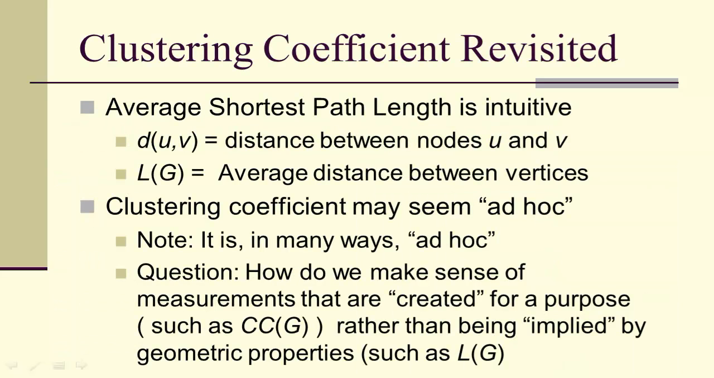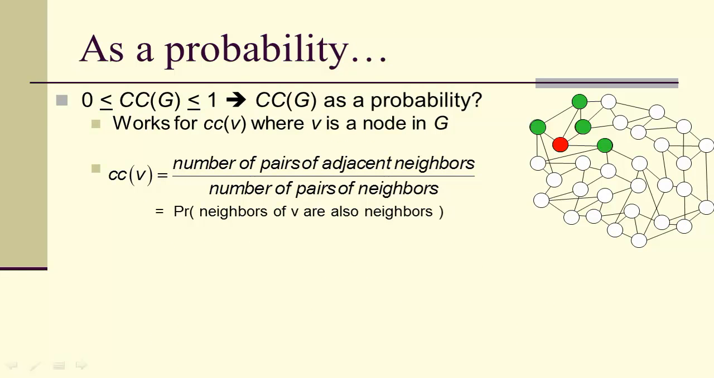So let's go back to the clustering coefficient. We probably understand the average shortest path length, but the clustering coefficient may seem ad hoc, and in a lot of ways it really is. There'll be other measurements that we take that are seemingly ad hoc, rather than implied by some kind of geometry. However, we can think in terms of probabilities.